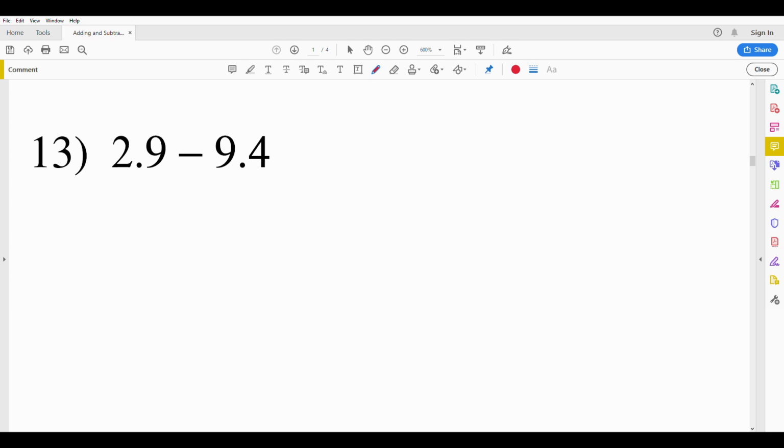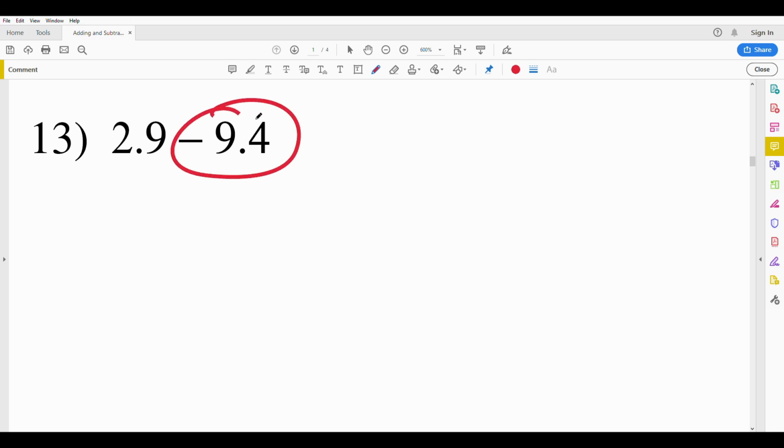In number 13, we have 2.9 minus 9.4. Now remember, we're subtracting this 9.4, which means we're moving to the left on the number line. So you can think of this 9.4 as a negative number. So we're starting with a positive, and we're adding a negative, opposite signs. Remember, we can take the difference, but note that our result is going to be negative.